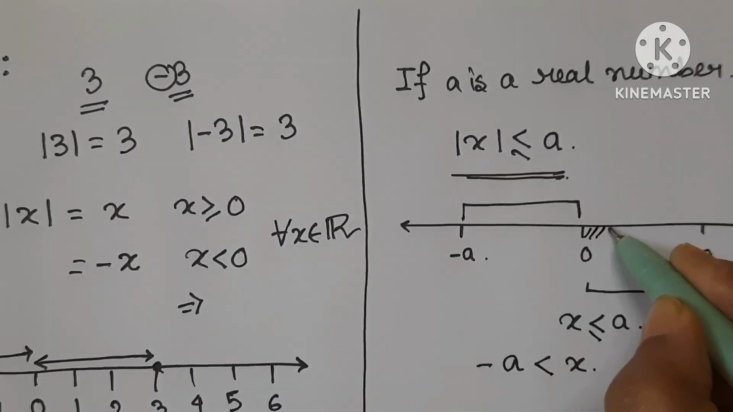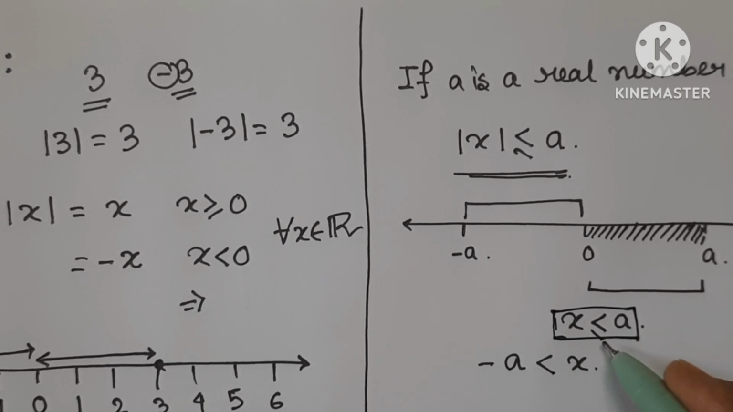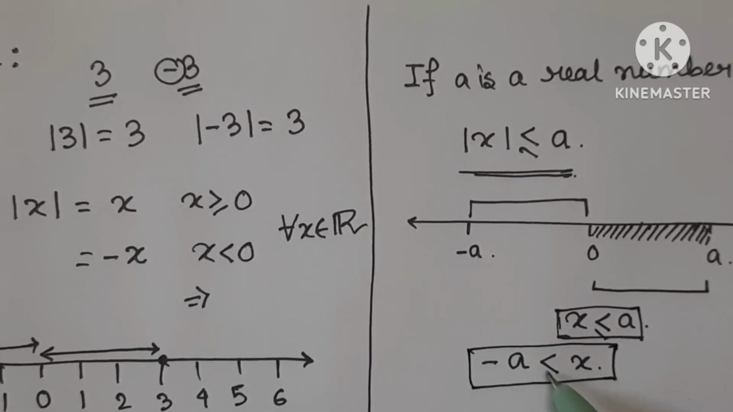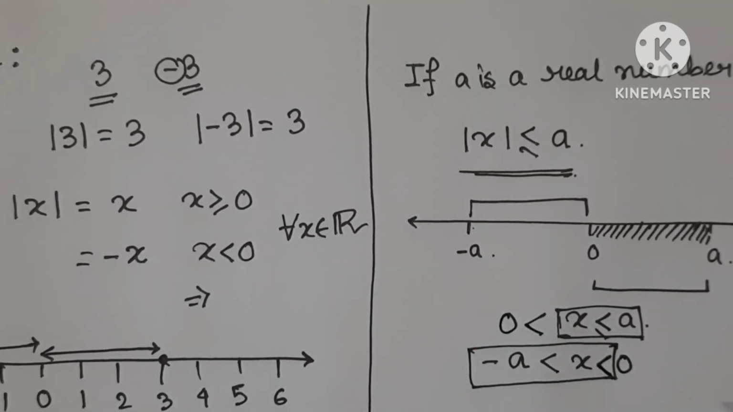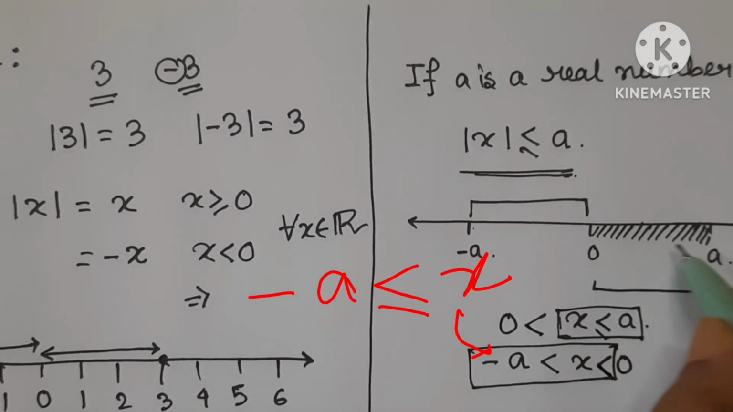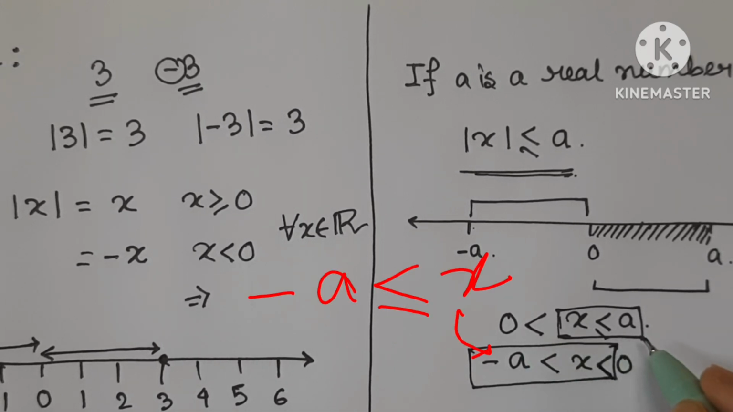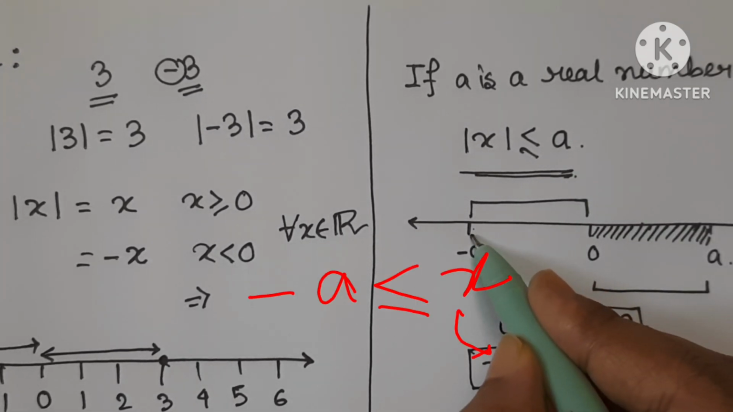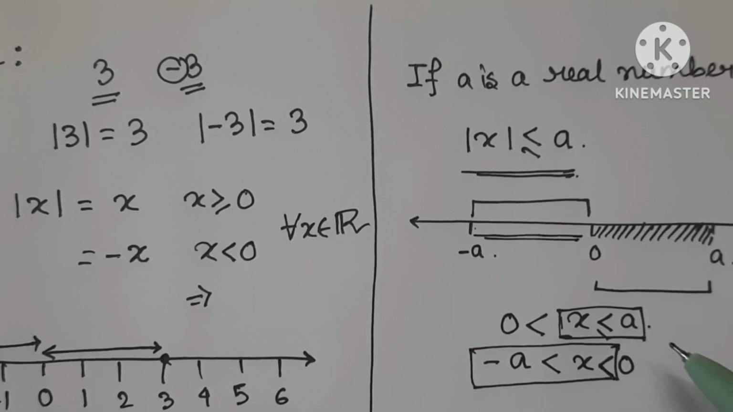Now in this case, if you choose x from this zone, it will be like this. x is less than or equal to a, and in that case minus a is less than x, that means x has been chosen from minus a to 0. And the region between 0 and a, if we choose x from there, then we can consider all those x whose mod value is less than a. Again if we consider this region, we also get all values whose mod value is less than a.